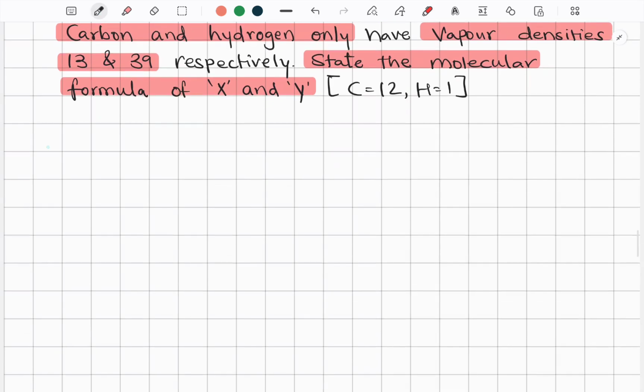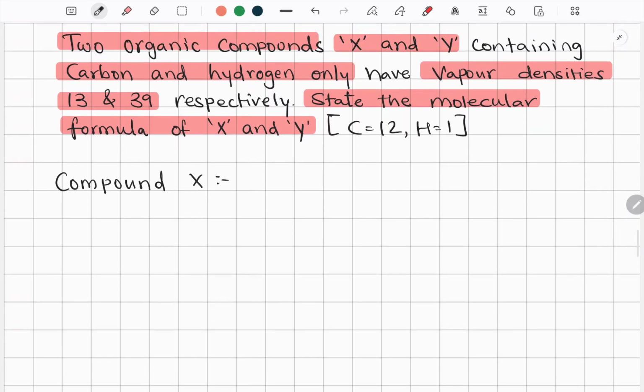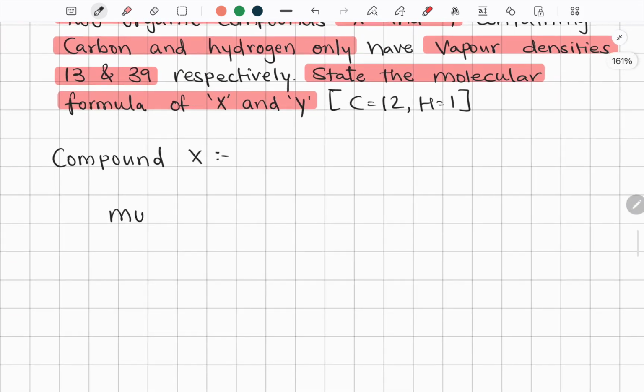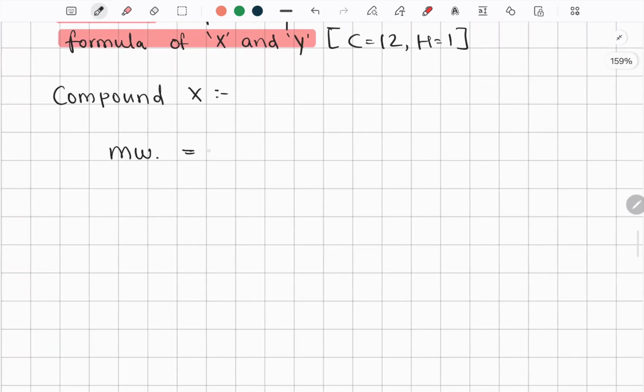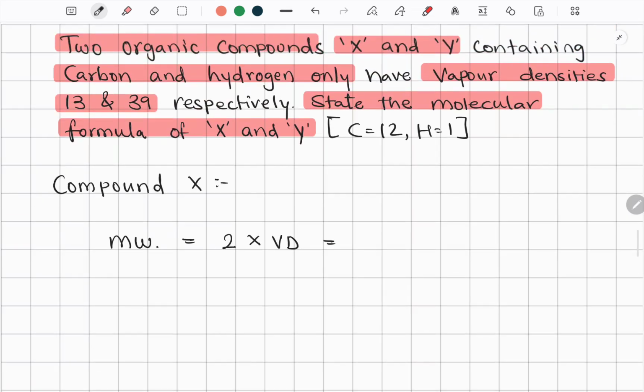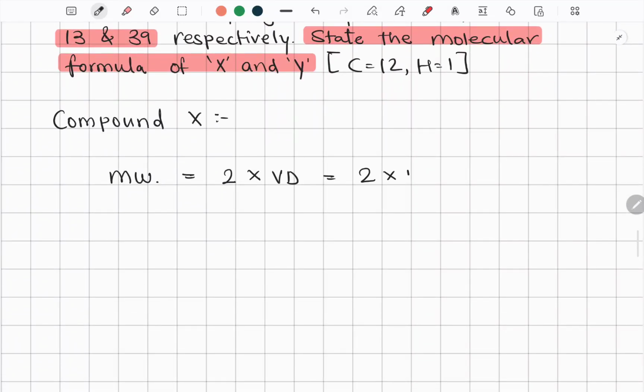So first of all, I'm going to solve for the compound X, and afterwards we can solve for the compound Y similarly. Okay, so let's see. First of all, let me calculate the molecular weight as the vapor density is already given. So molecular weight is nothing but 2 into vapor density. Vapor density of the compound X is given, which is 13. So 2 into 13 is equal to 26. Simple? Yes, simple. Till now it's simple.